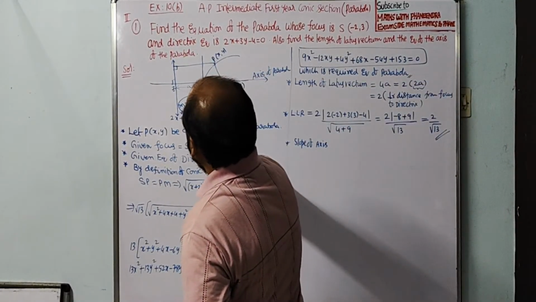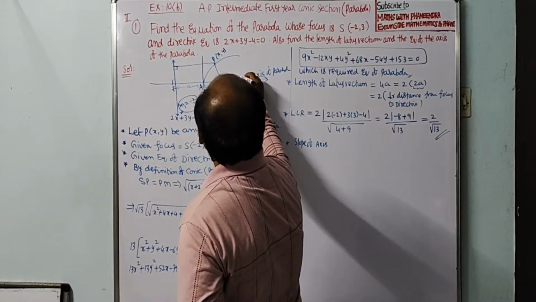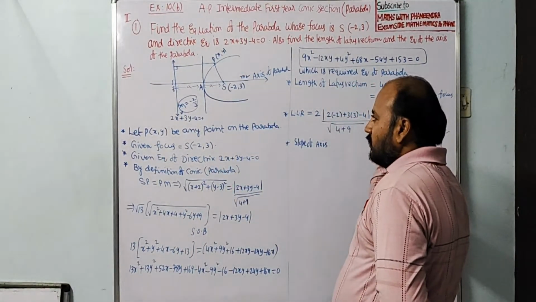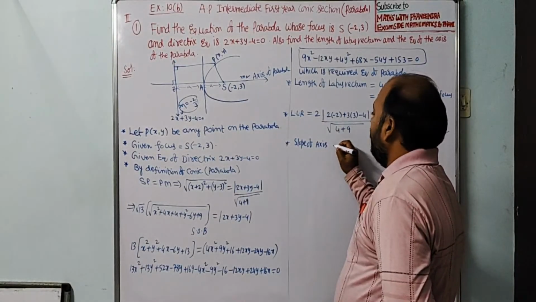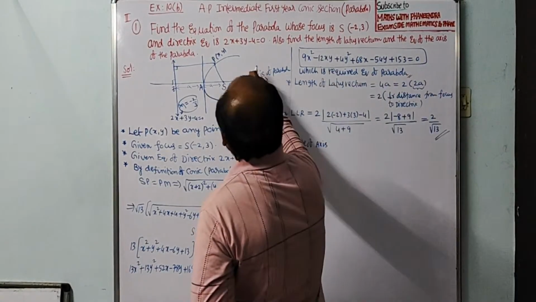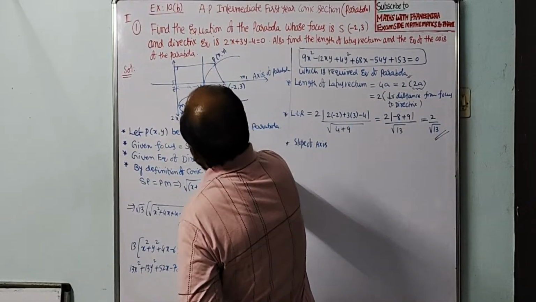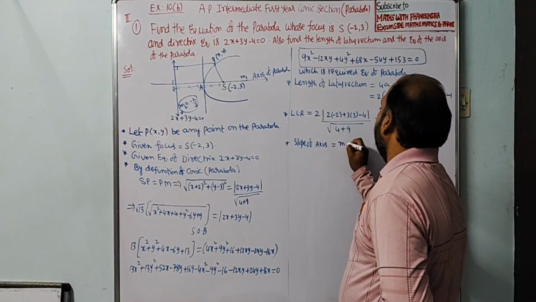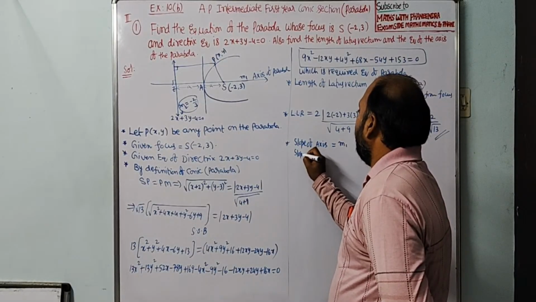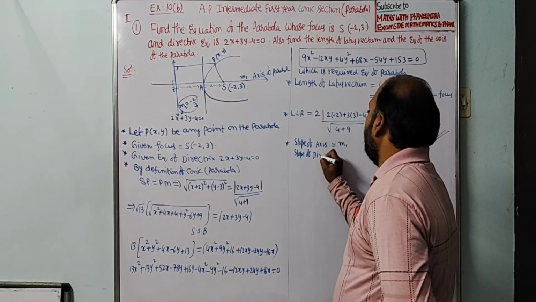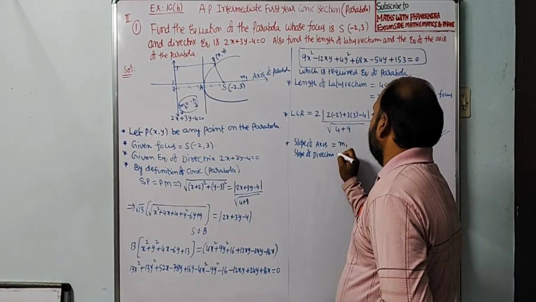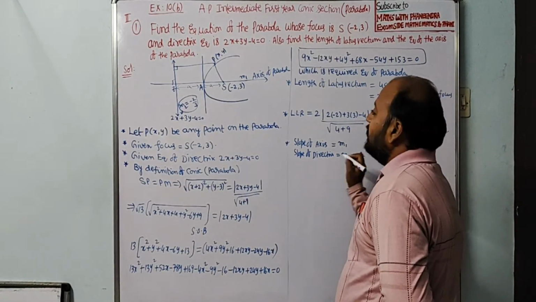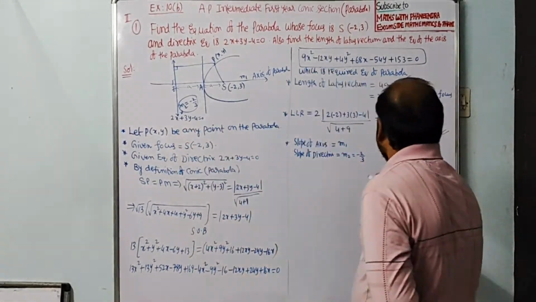This is M1, this is M2. Slope of axis we don't know. This we can take as M1, this we can take as M2. Slope of axis equal to M1. Slope of directrix M2 equal to minus 2 by 3, minus x coefficient by y coefficient.